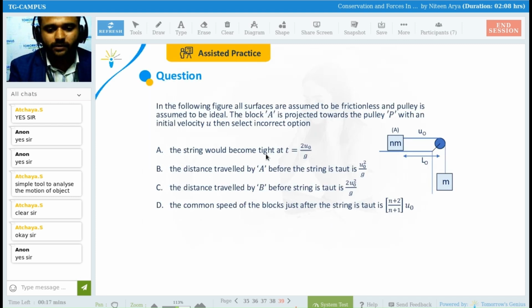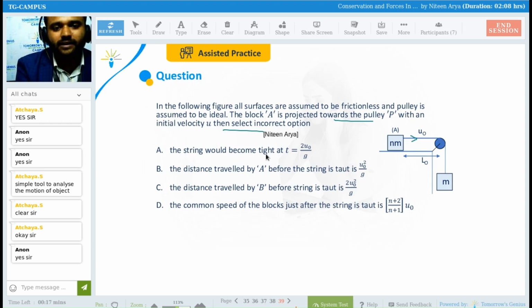Now this is your first question on this topic. Try to do that. Here all surfaces are assumed to be frictionless and the pulley is assumed to be ideal. The block A is projected towards the pulley in this direction with an initial velocity u. Then select the incorrect option. Oh my goodness, full JEE level.